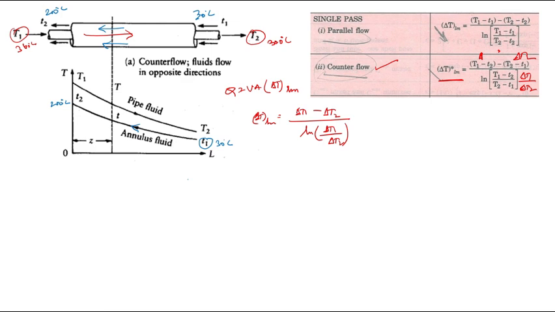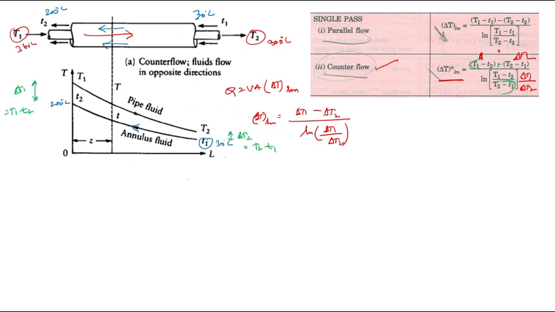Here also the difference is delta T1. Here the difference is delta T2. But the delta T1 difference is T1 minus T2. Here the delta T is equal to the difference T2 minus T1. So that is the difference here.